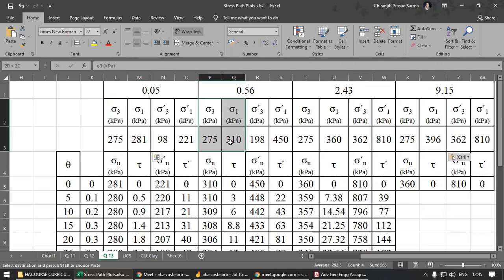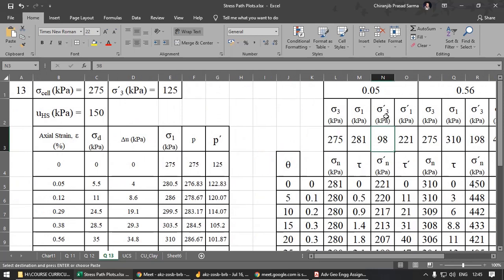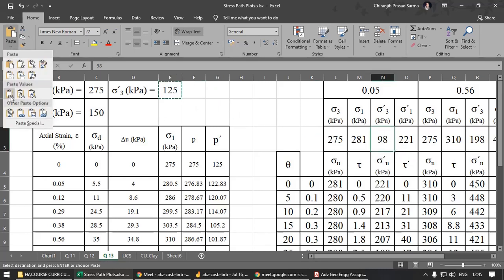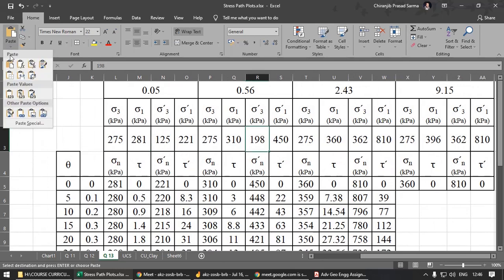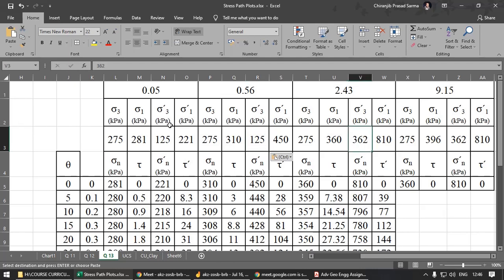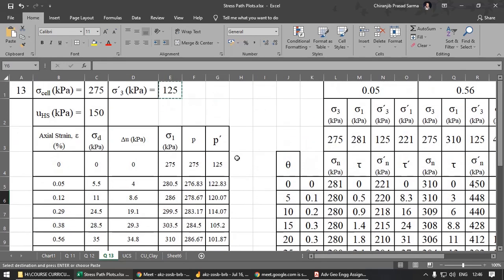So total stresses are input, done. Okay, so now we have to input the effective stresses. So sigma 3 will be 125. Control C, paste values. Then I have to calculate sigma 1 dash now. Okay, so I will just put one more here. So this will be sigma 1 dash.